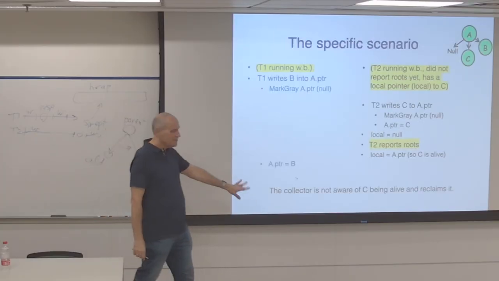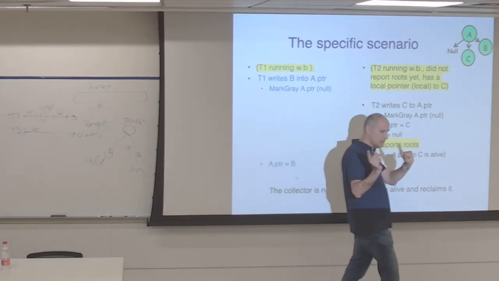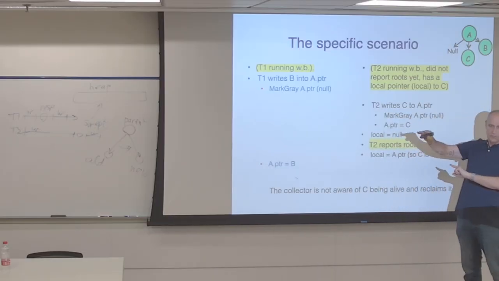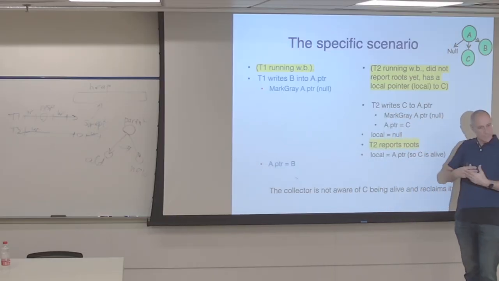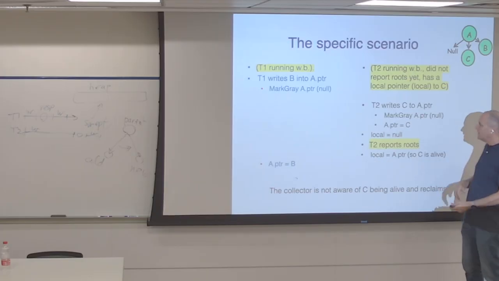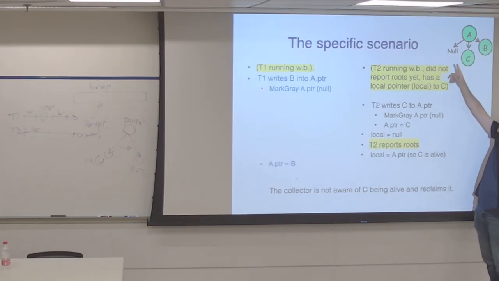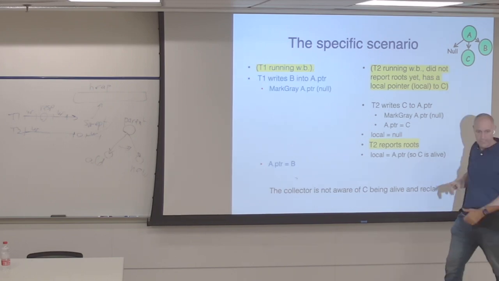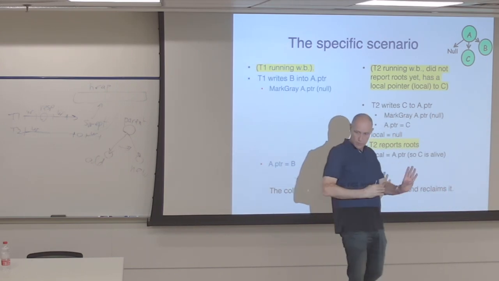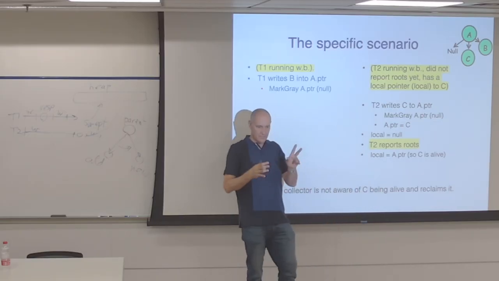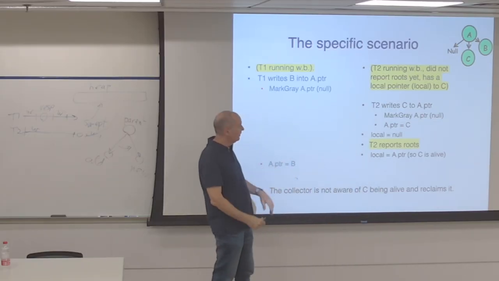So now we have two handshakes. In the first, I start the write barrier. In the second, I shade the roots. And let's see what goes wrong. So what's going to happen is I will have one thread that wants to write B into the pointer in A, and another thread that wants to write C as the pointer in A. And I will let them do it in an interleaving that will make it a problem.